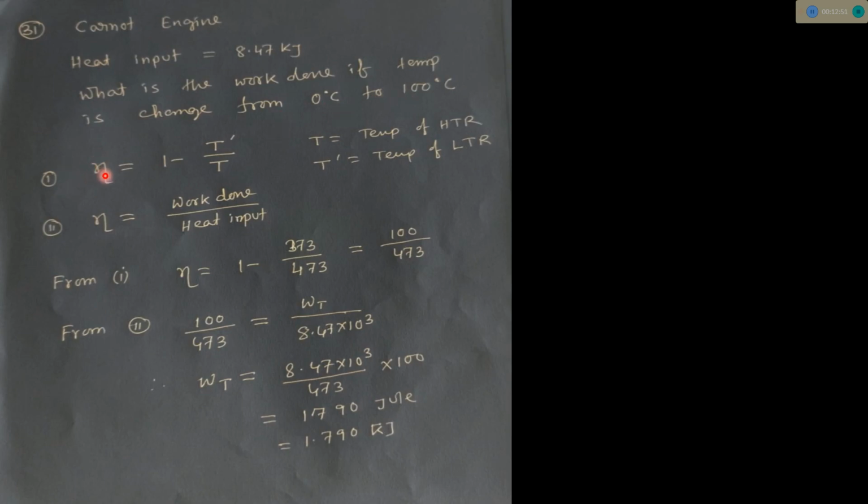You all know the efficiency of the Carnot engine, 1 minus T prime by T. T is the temperature of the HTR, means high temperature reservoir. T prime is the temperature of the low temperature reservoir. Also we know that eta, the efficiency of the Carnot engine, we can write as work done by heat input. So from the equations we will get the efficiency equal to, so 0 degree centigrade means 273.